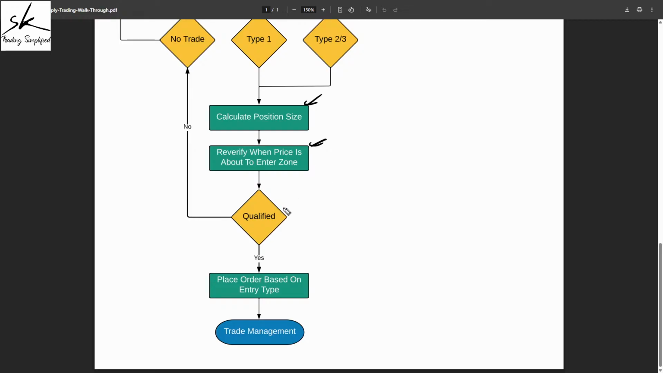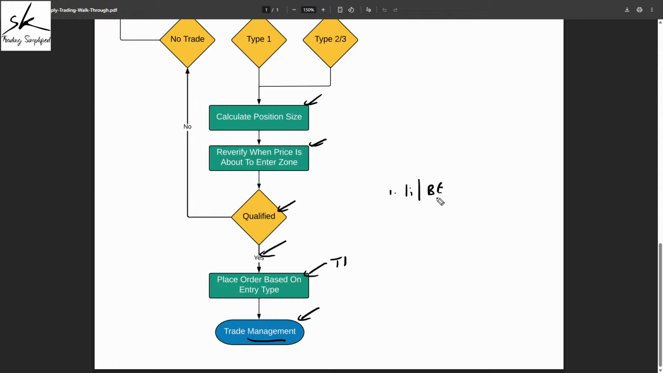So before entering the trade, the way we qualified it as of now, you will double check it. Does it still qualify based on my trade plan? If the answer is yes, you place your order based on the entry type, in this case a type 1 trade, and once your order has been executed, the last step is your trade management, where step 1 is 1:1.